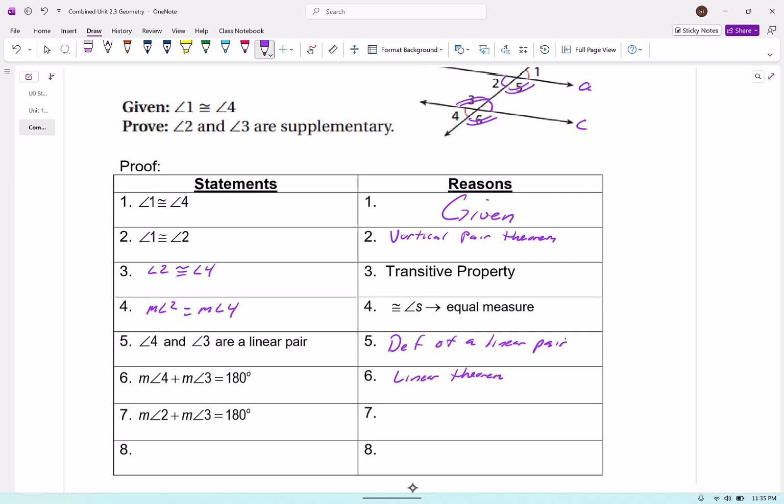All right, so then we look at 2 and 3. We find those are 180 degrees. Well, we figure that out through the substitution property. If I look at step 4, I see the measure of angle 2 equals the measure of angle 4. If I look at step 6, I see the measure of angle 4 plus the measure of angle 3 is 180. Well, if 2 and 4 are equal, then I could just plug 2 in for 4 and conclude that the measure of angle 2 and the measure of angle 3 equal 180 as well.